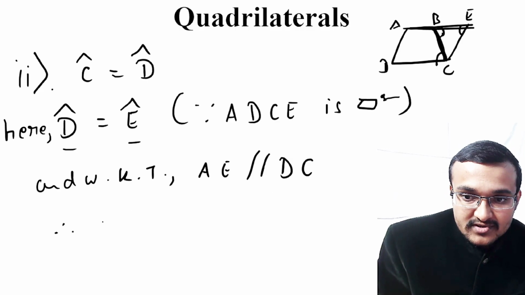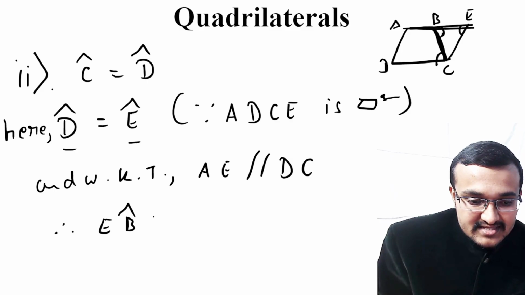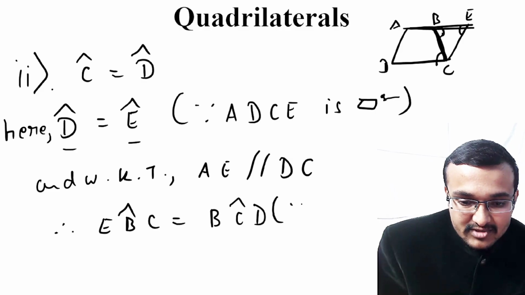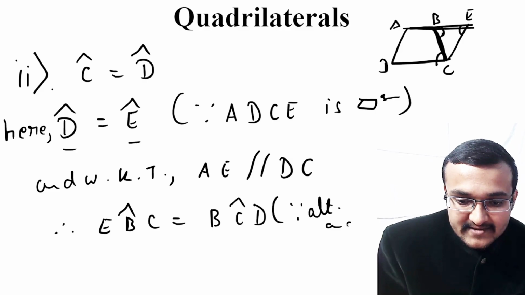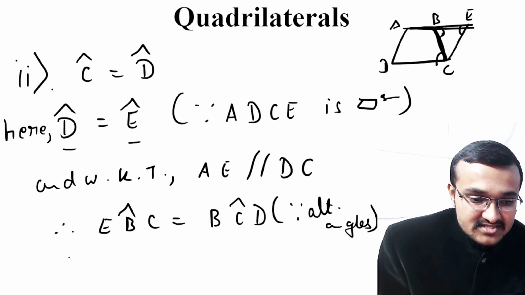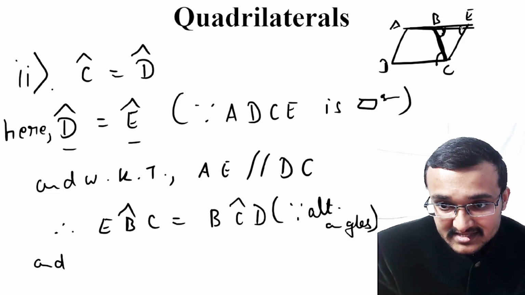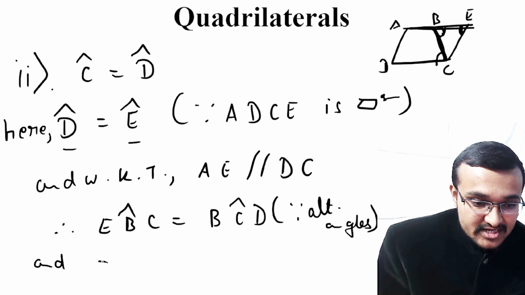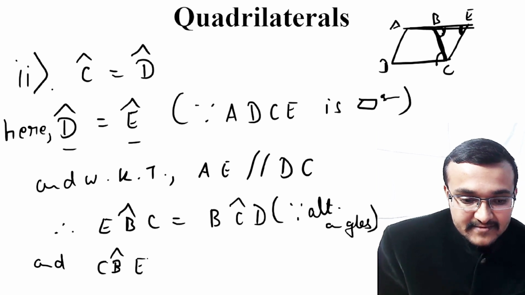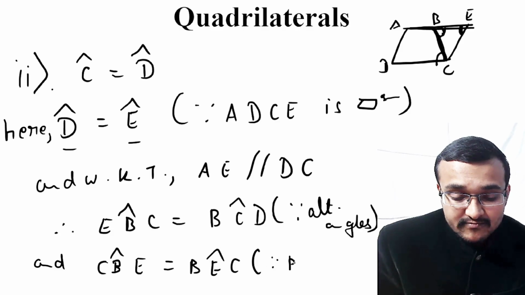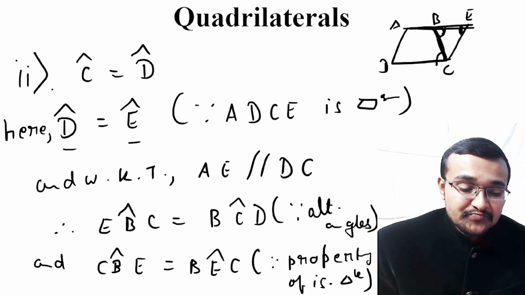So therefore here EBC will be equal to BCD because they act as alternate angles. And we also know that this particular angle and this particular angle are equal to each other. So that is CBE is equal to BEC. This is because of the property of isosceles triangle.